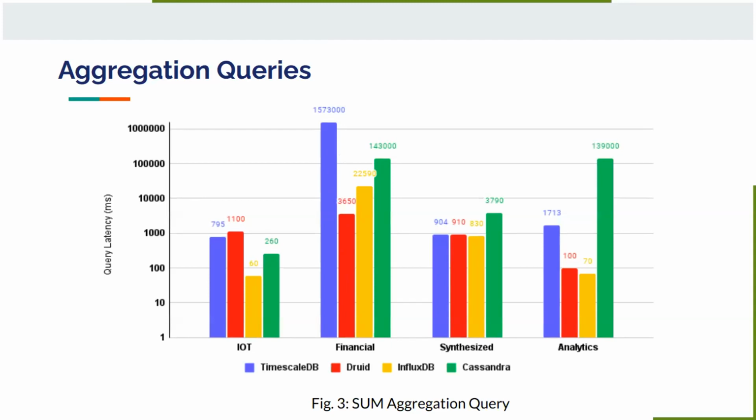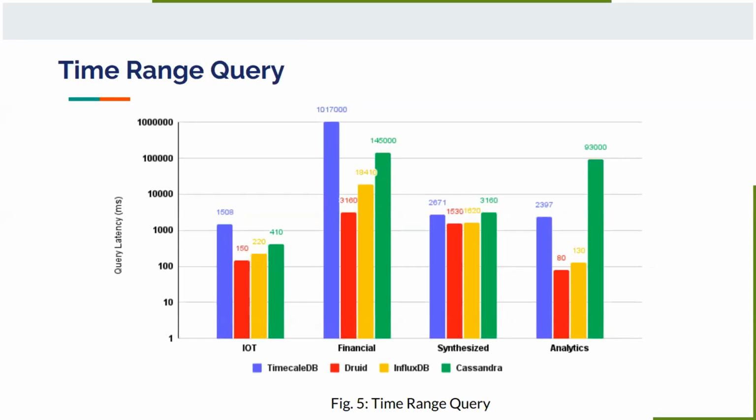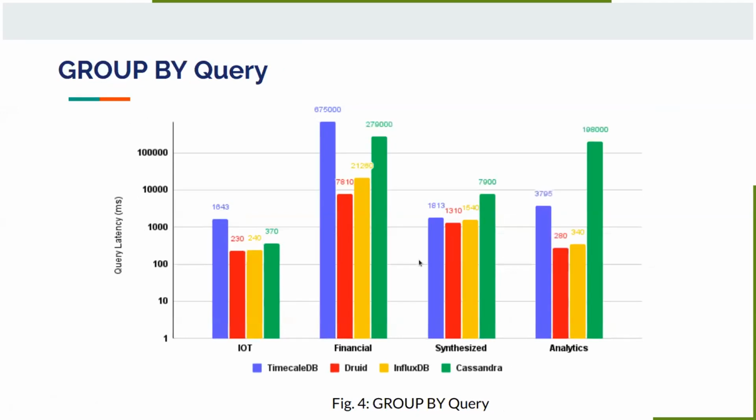So it stores the data in row or column format, or in table format. So it takes a lot of space, and to query that data, it takes a lot of time. We have seen a similar result in the group by query and time range query also. Druid is the best performer in most of the cases.